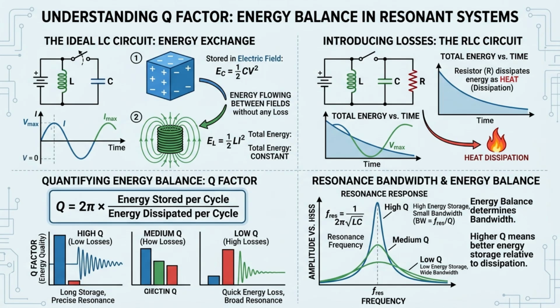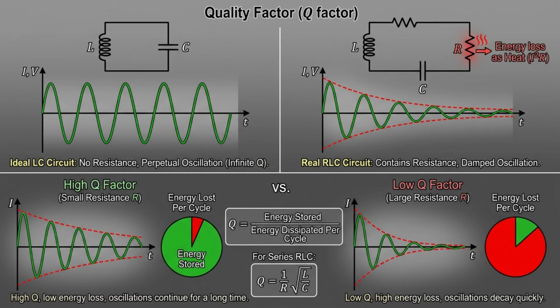From a physical point of view, Q factor is based on energy balance inside a resonant system. In an LC or RLC circuit, energy continuously moves between the electric field in the capacitor and the magnetic field in the inductor. This energy exchange is what creates oscillation. However, real circuits contain resistance, which causes energy loss in every cycle. The Q factor represents the ratio of energy stored to energy lost per cycle.